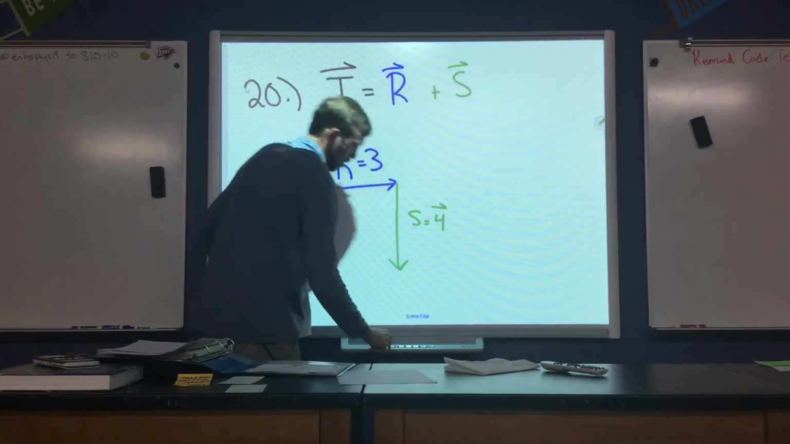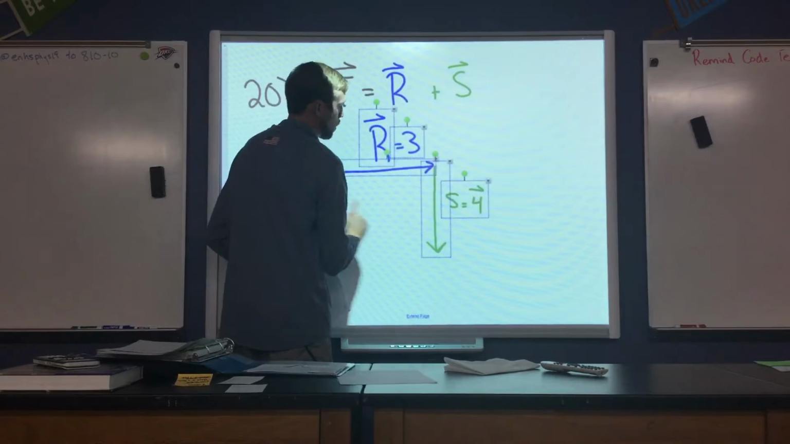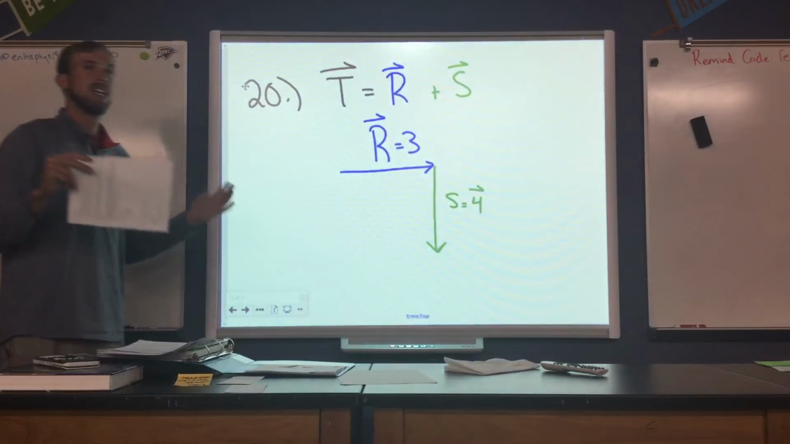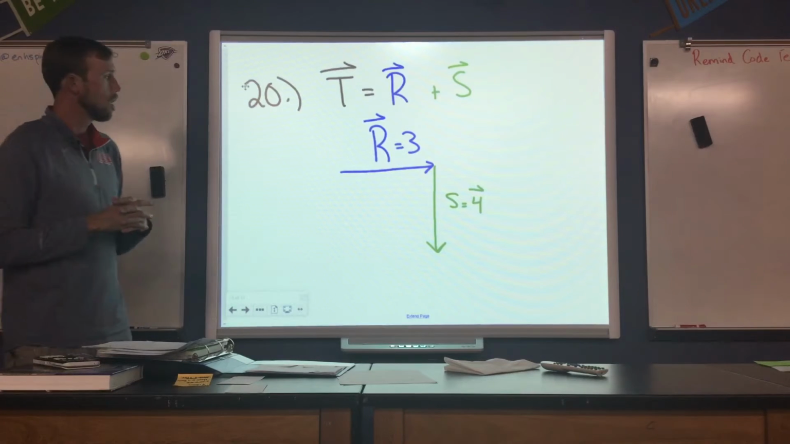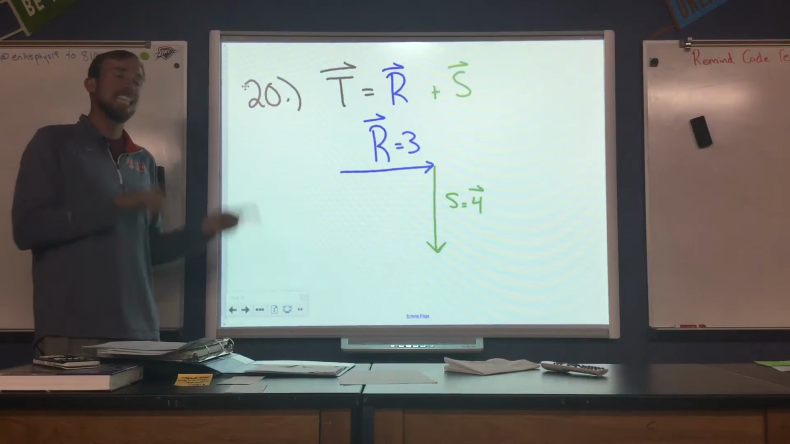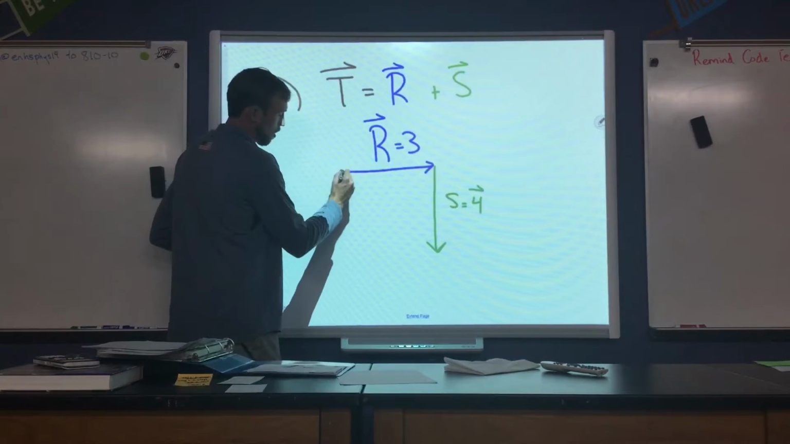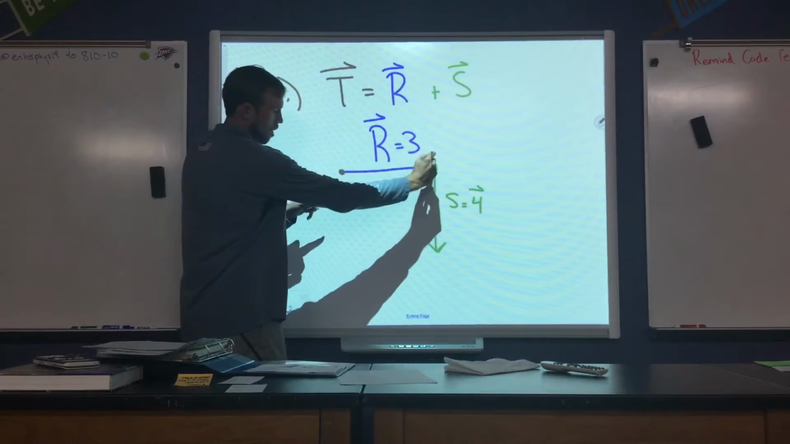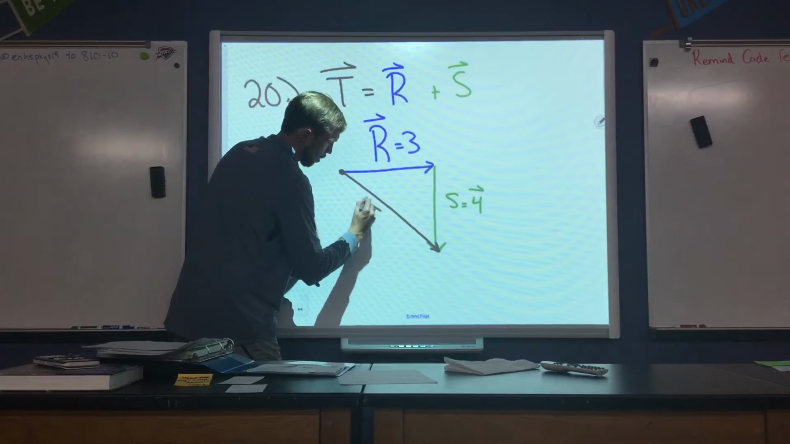Now typically, we've talked about the way we add vectors is by breaking them into their components. But these vectors don't really have components because they're only in one direction. So we're told t, vector t, is the result of adding r and s. So that means t would be equal to r plus s, which would land me down here. So this would be vector t.